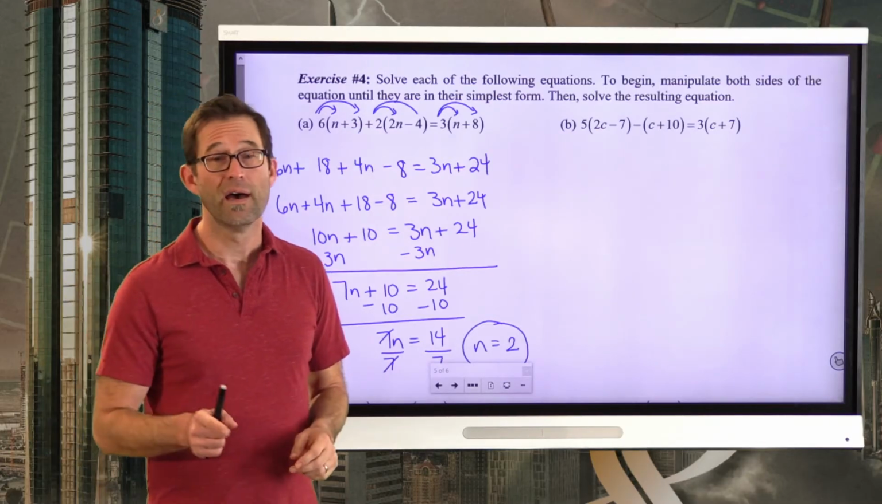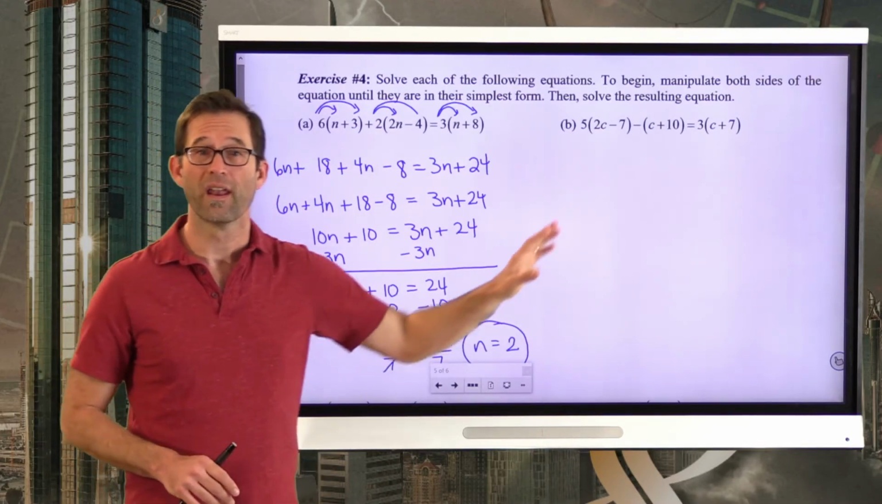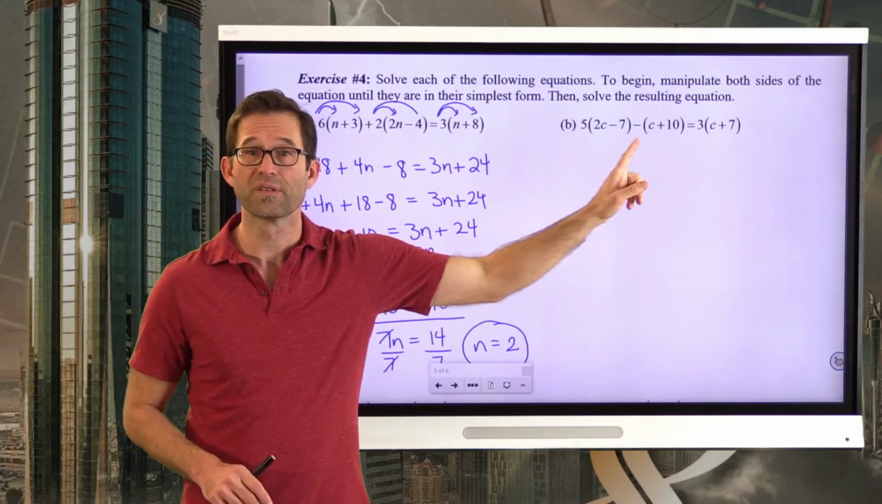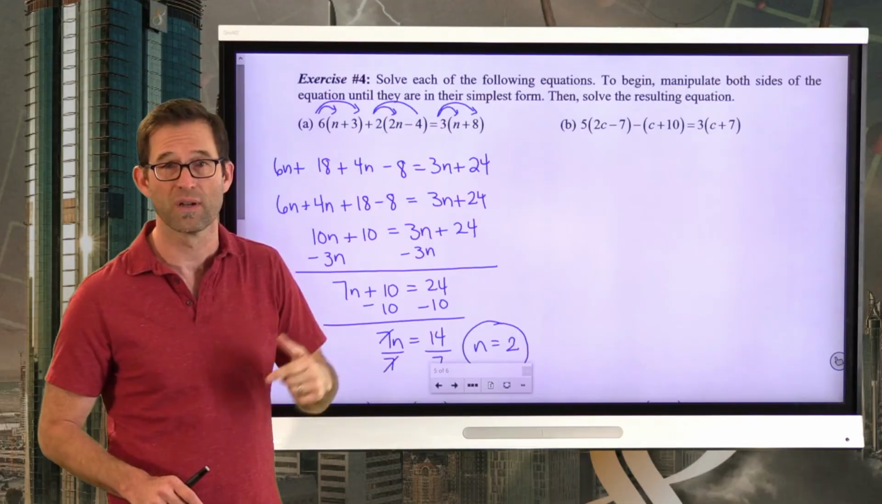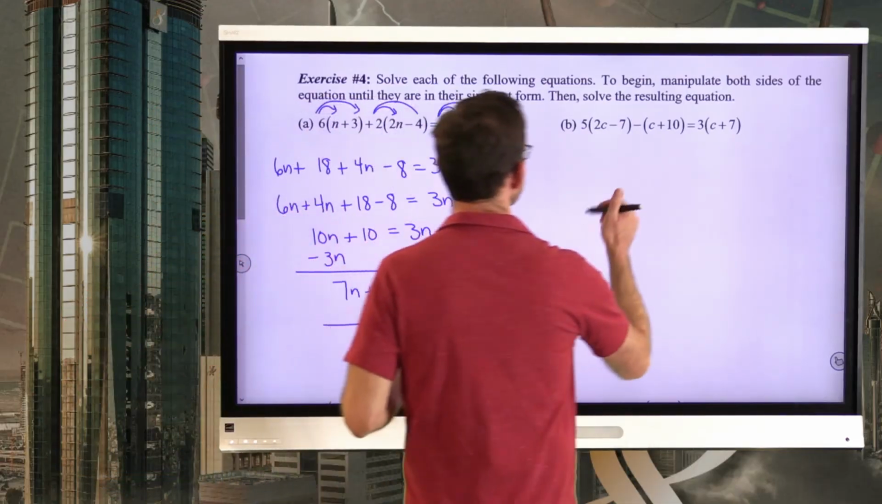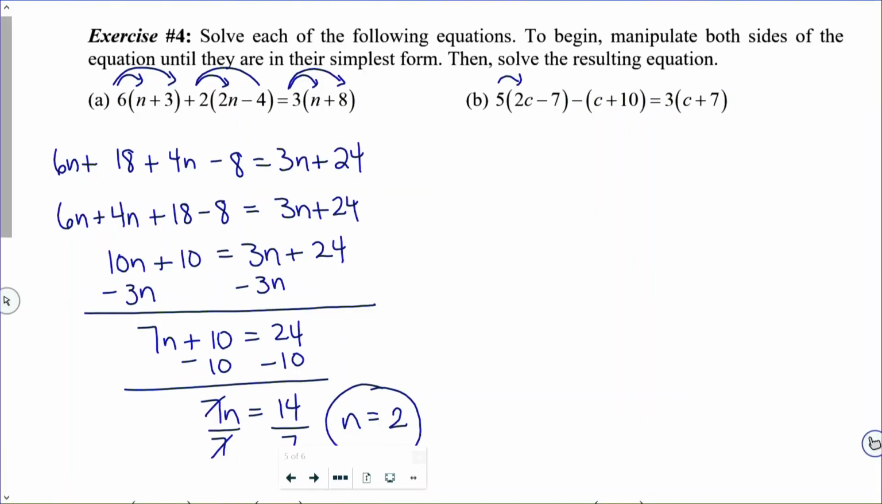All right, now as always, I've done the easy one and I've given you the more challenging one specifically because of this subtraction, and we'll review the idea behind that subtraction in a moment. So let's go to it. First thing I'm going to do is distribute that 5 through this parentheses. 5 times 2c is going to be 10c minus 5 times 7, which is 35.